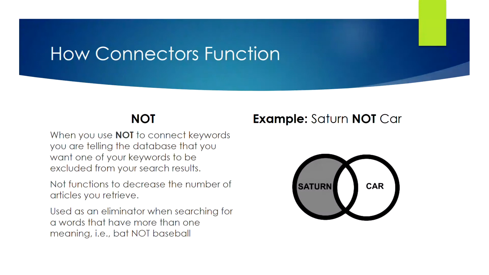Another example of this would be bat, for example. Bat can be something you use in baseball. It can also be a flying mammal. So if you used bat, not baseball, you're telling the database that I'm really looking for the flying mammal bat, not that which would be used in the game of baseball. So you can see it's only used in a very limited case. And so it's not simply something I typically use because I don't really encounter that problem very often.